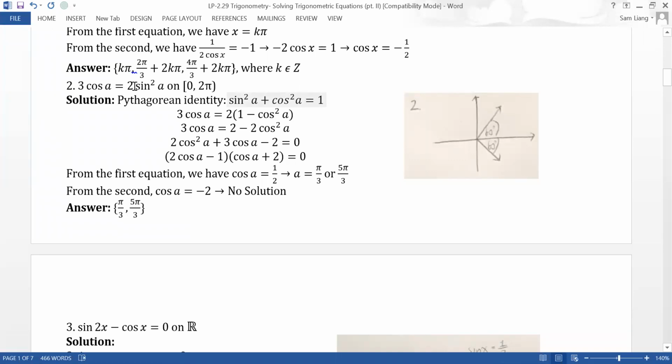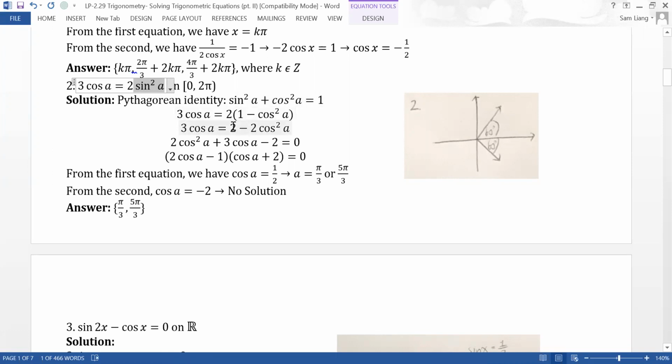So that's what I do here. So again, I'm replacing sine squared A with 1 minus cosine squared A. And that comes from the Pythagorean identity, right? From there, you just distribute the 2. So you get 2 minus 2 cosine squared A.